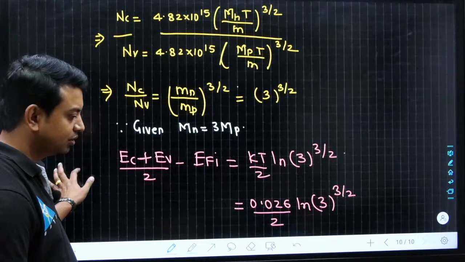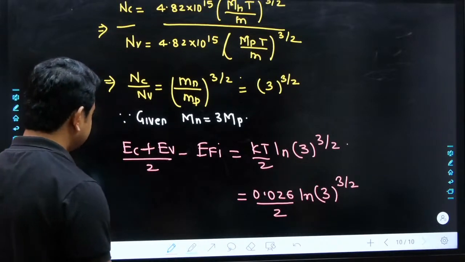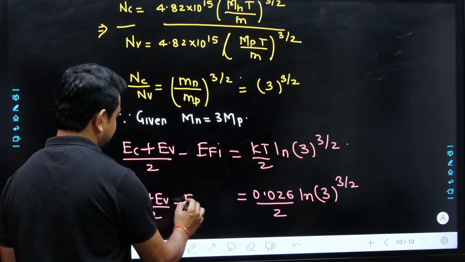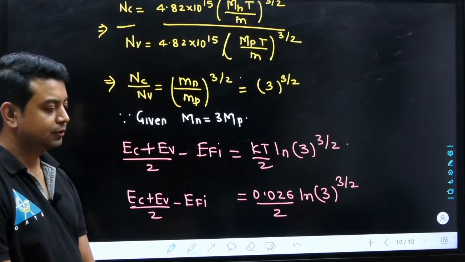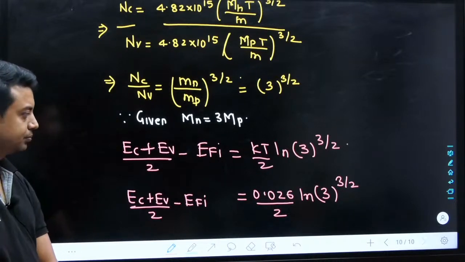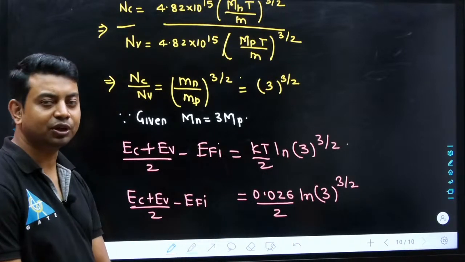So, this is the formula. By using this one we can get the answer. So, tell me once what will be the answer? Tell me once. We can take 3 by 2 outside and then solve by finding out the value of ln of 3.